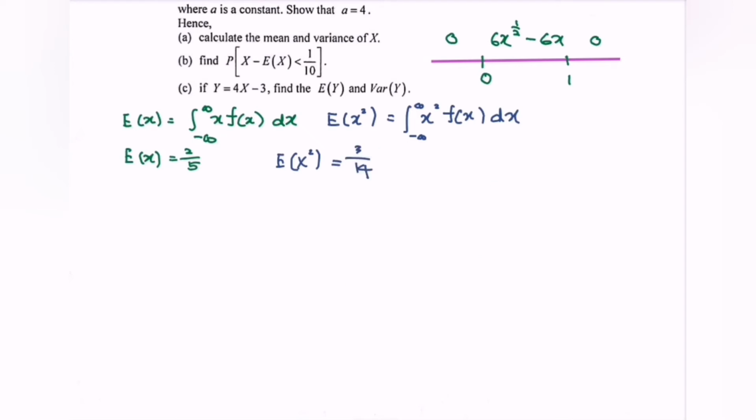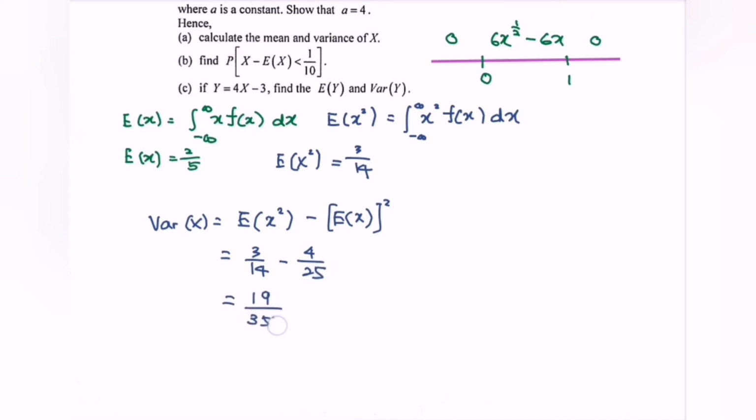Continue. Question asks us to find the variance. As we all know, the formula for variance is equal to E(X squared) minus the expected value squared. So here we will have 3 over 14 minus 2 over 5 squared, which is 4 over 25. Kindly simplify the situation and we will have 19 over 350 or 0.0543.